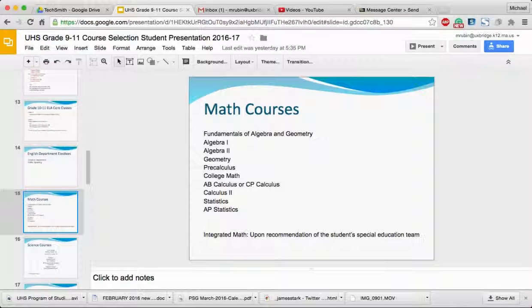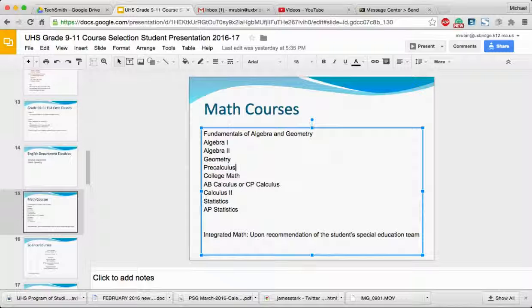Students who have taken pre-calculus and trigonometry as sophomores and are considering taking calculus as juniors should discuss with their teacher whether AP calculus or college prep calculus is an appropriate fit. Still other students who did not take trigonometry in grade 10 but did take the first semester of pre-calculus should register for the full year pre-calculus class in their coming grade 11. Students who take integrated math are recommended to those courses upon recommendation of the student special education team.